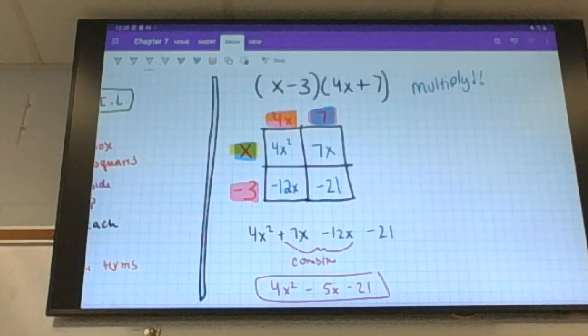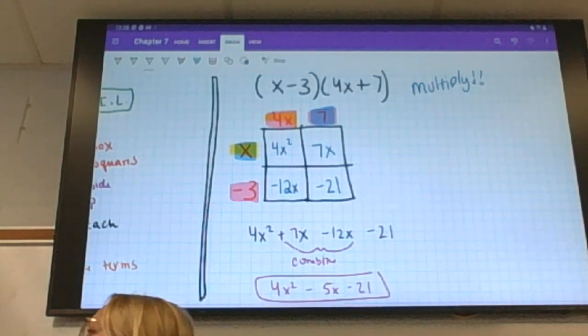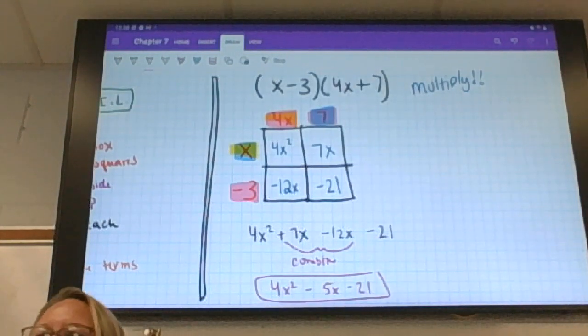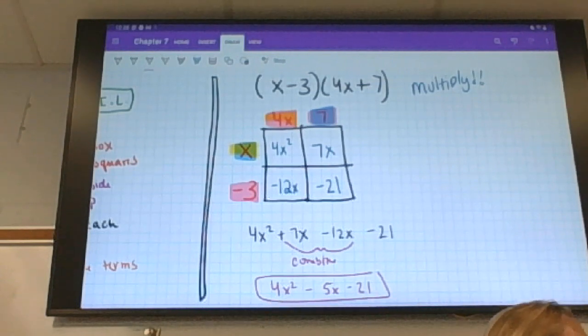Because when you add and subtract, you don't change exponents. Alright, I'm just gonna do one of the other methods. If you don't like it, you don't have to do it. Okay?